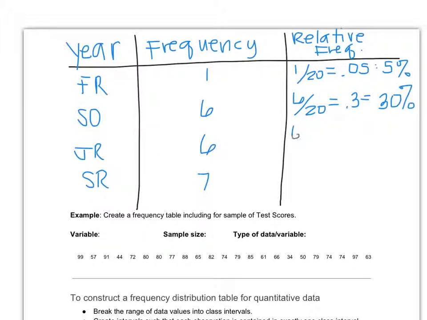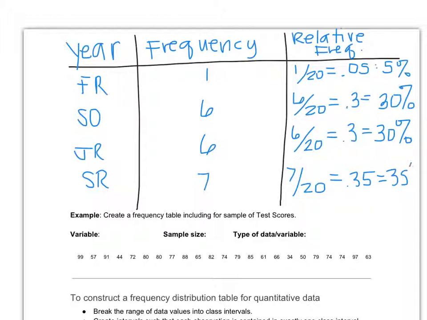And we get the same thing for juniors since we have 6 out of 20 for that category as well. And for seniors, 7 over 20. Decimal is 0.35 and percentage 35%. All right, so there's a frequency table.